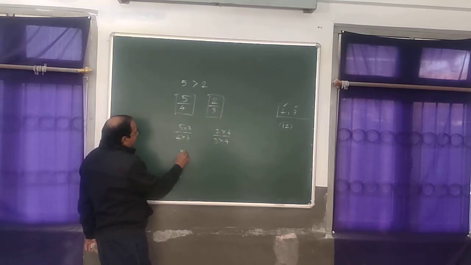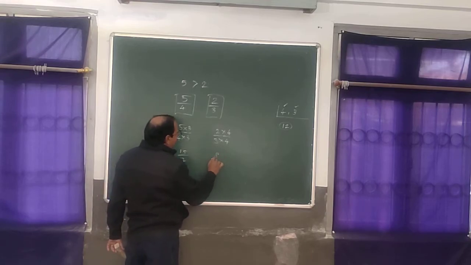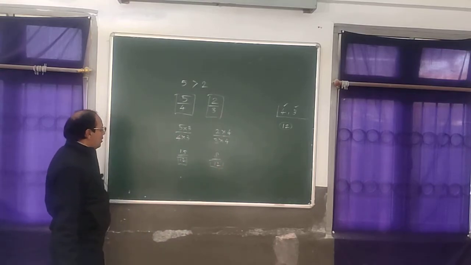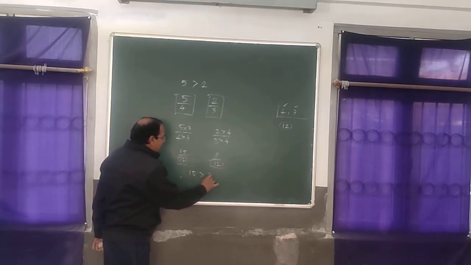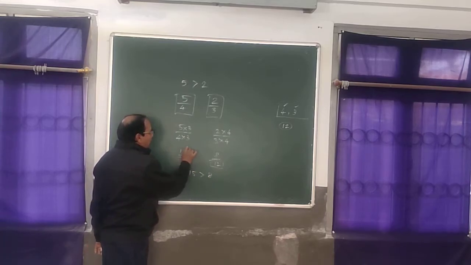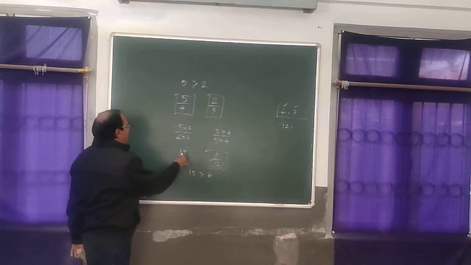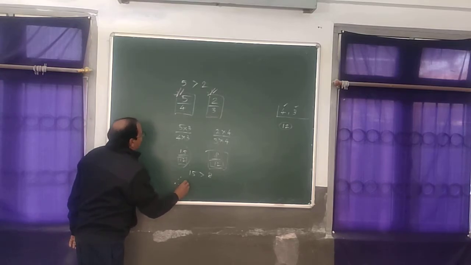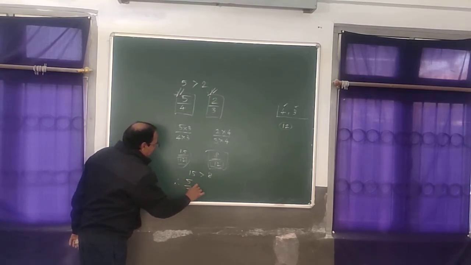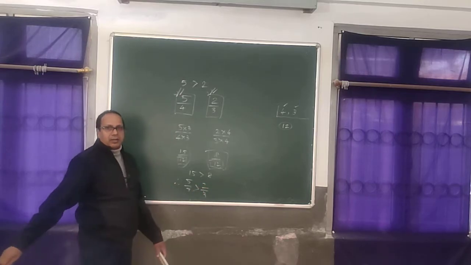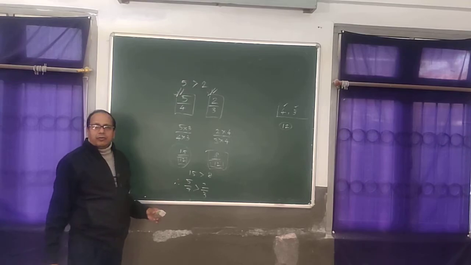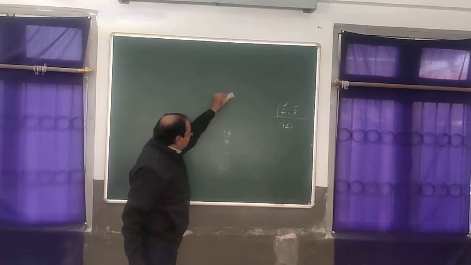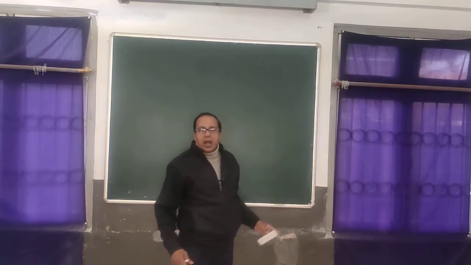So what did you get here? 15 by 12 and here 8 by 12. See, in the denominator case, both are 12. But since 15 is greater than 8, we can say this fraction is greater than this fraction. So we can say therefore 5 by 4 is greater than 2 by 3. So we got the idea how to compare two fractions. Now if there are a number of fractions, how will you arrange them? Either in descending order or ascending order.